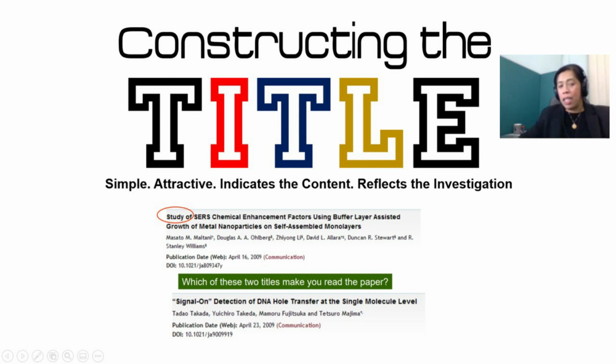Unlike the second title, the signal on detection of DNA hole transfer at the single molecule level, which presented it in a simple manner. The idea is clear and it guides the reader on what the study is all about. Bear in mind that the title captures the attention of the reader's interest to read the entire manuscript. Thus, you gain more citations.